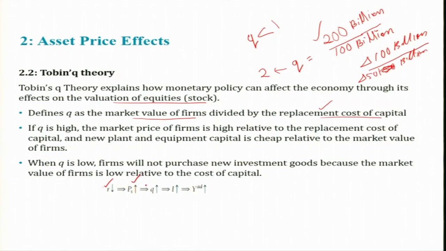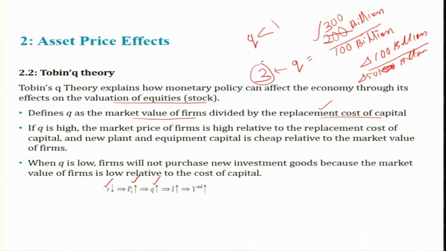When the stock price increases, Tobin's Q ratio will increase. So now this one will become, for example, 300. Suppose the stock price increases, that is, the market valuation of the equity increases, then the Tobin's Q ratio is going to be 3.